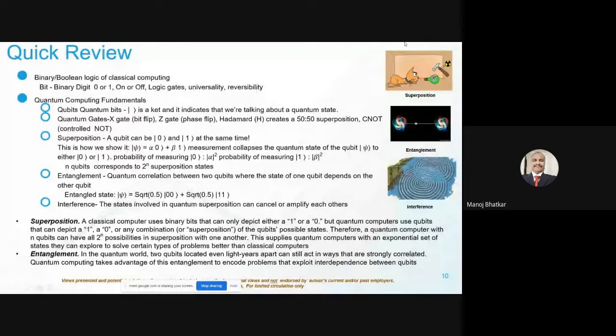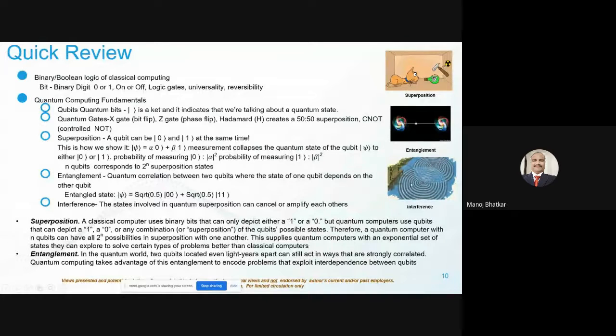I will move to the next part. I don't think I need to spend too much time. Binary is bit 0 and 1. A qubit or quantum bit will be 0, 1, or both at the same time. That is superposition. Entanglement is if I change one, the second qubit also changes. No matter what the distance is, they are perfectly entangled. And interference is basically the waves in superposition. They can either amplify each other or cancel each other.